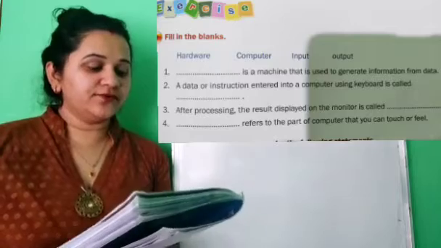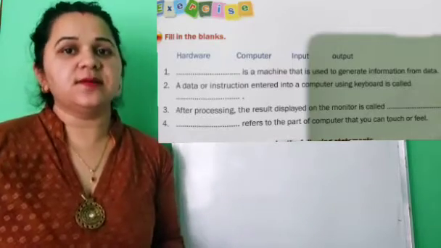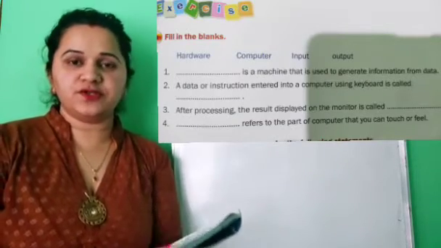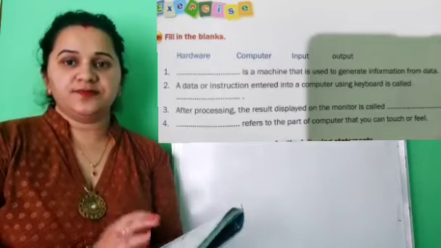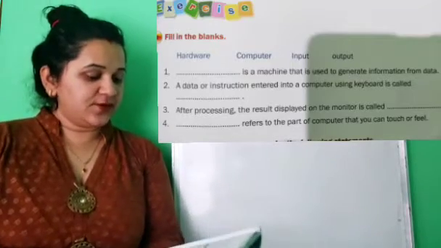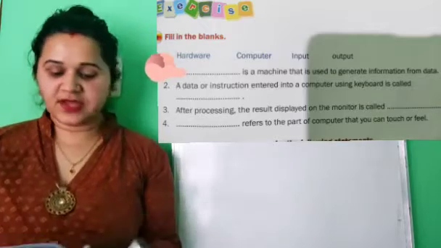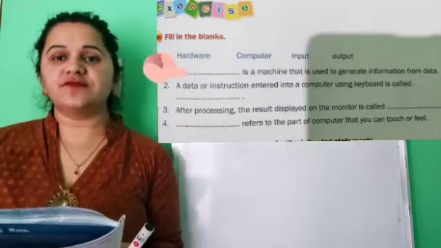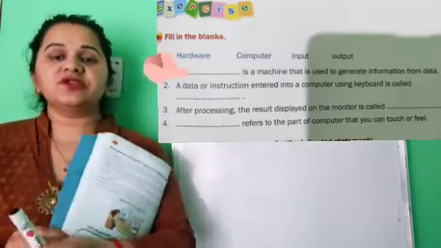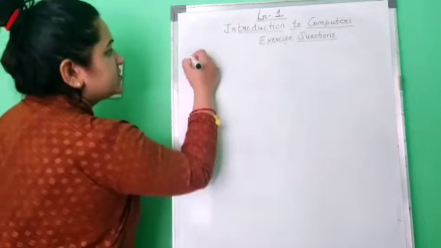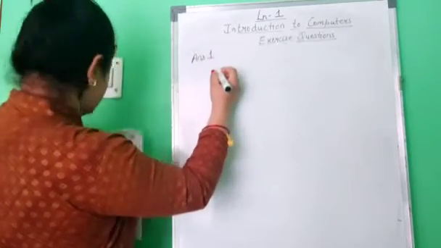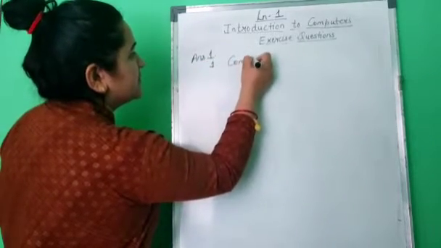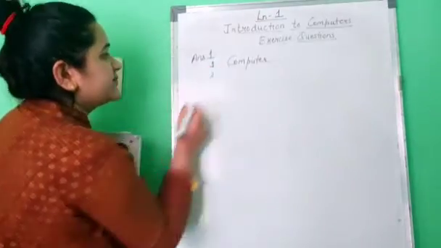Okay. Now, the first question is fill in the blanks. See children, 4 options are given. Okay, you have to find out the correct option and then you have to write it down in their respective statements. So, the first one is dash is a machine that is used to generate information from data. Which machine is used to generate the information from the data, children? Yes, computer. So write down computer.